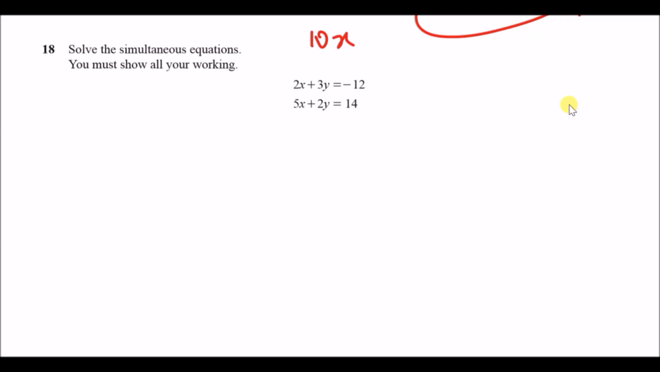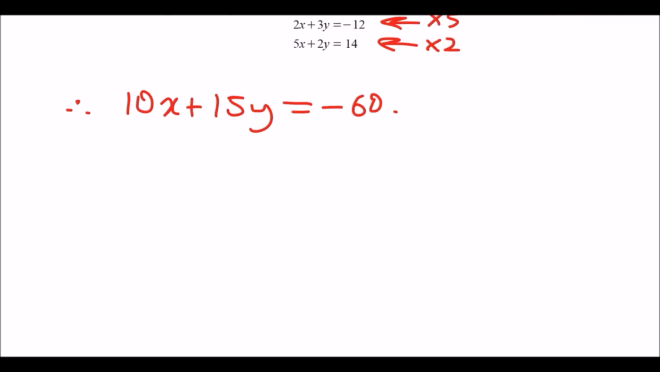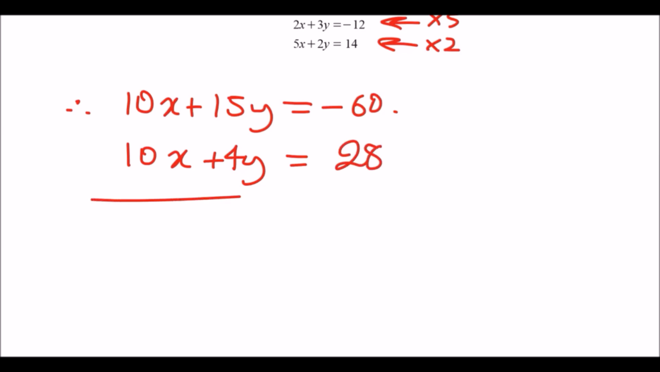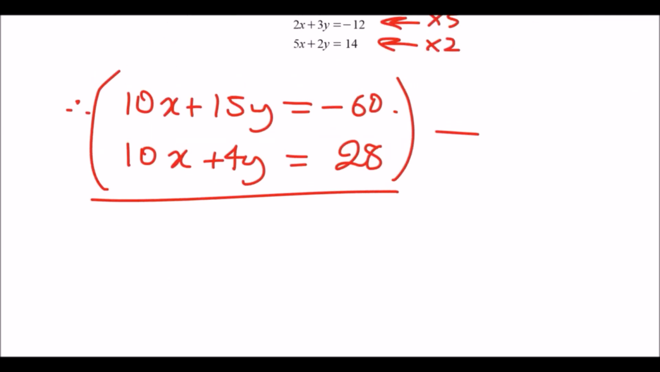And to get them to 10x, we multiply the first one by 5 and the second one by 2. If you do that, timesing the first equation by 5, you're going to get 10x plus 15y equals minus 60. For the second equation, timesing it by 2, you're going to get 10x plus 4y equals 28. And now lastly, to get this done nice and easy, we want to subtract these equations. And when you subtract them, and this is the point of simultaneous equations, it will literally eliminate these two.